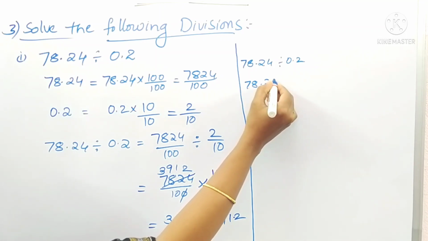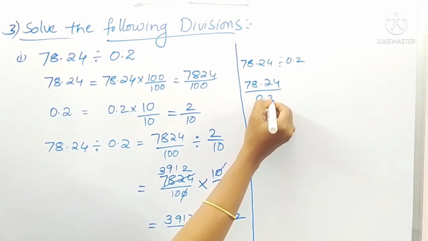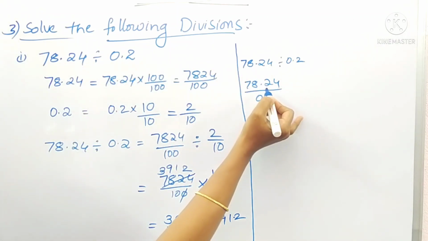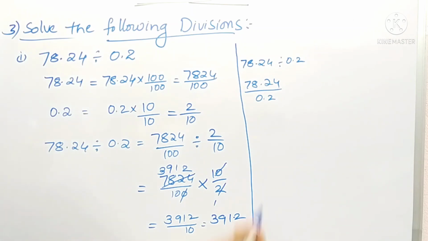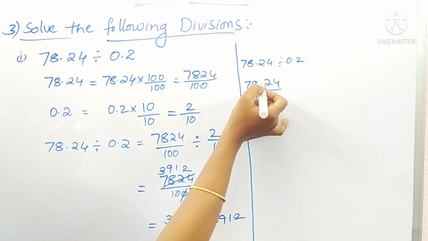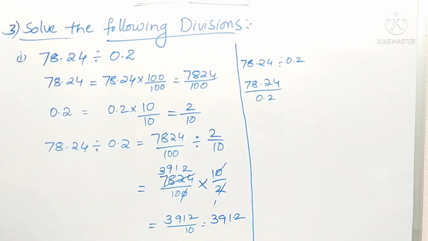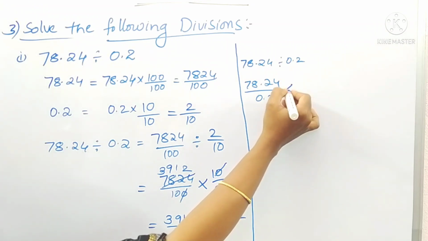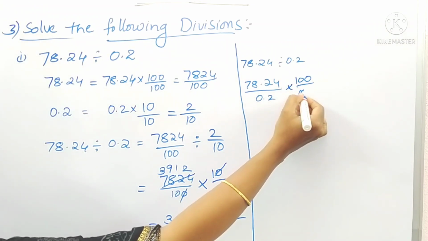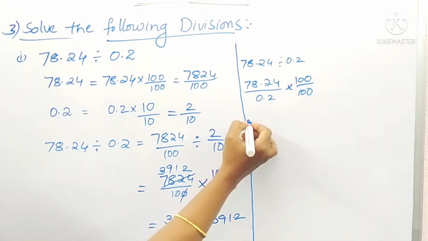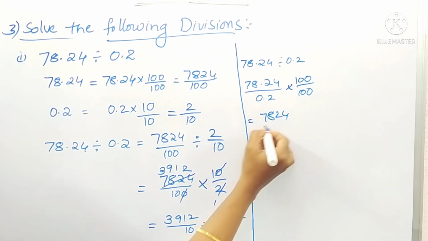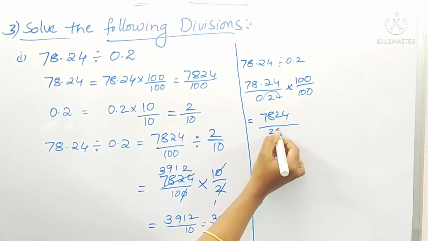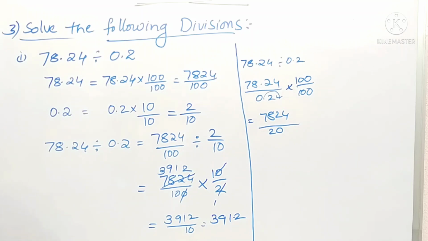So now 7824 divided by 0.2. Here how many digits are there in the denominator after the decimal point? 1. And in the numerator after the decimal point? 2. So now 2 is more than 1, right? So just multiply numerator and denominator with 100. Then it will become 7824 by, the decimal point moves 2 place values right side, so that is 20.